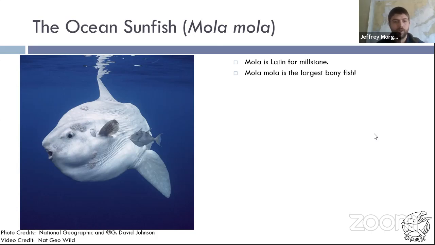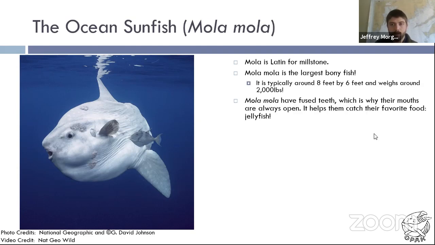The largest recorded Mola caught was about 5,000 pounds, even though they're usually closer to around 2,000 pounds. They are about 8 by 5 feet in size. They are vertically about 8 feet, so from the top to the bottom, and they are about 6 feet long, so from their mouth to their tail. Again, they usually weigh around 2,000 pounds.